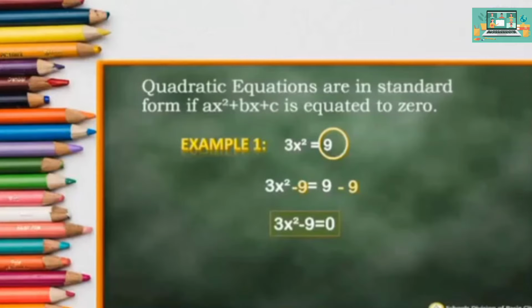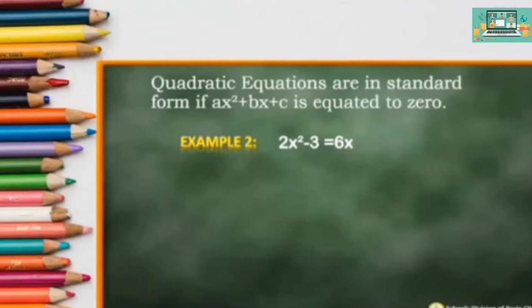Observe that the equation consists only of two terms. What term is missing in our quadratic equation? Yes, it's the linear term. Therefore, 3x squared minus 9 equals 0 is now the standard form of our quadratic equation, wherein a is 3, b is 0, and c is negative 9. Let's go to our second example.